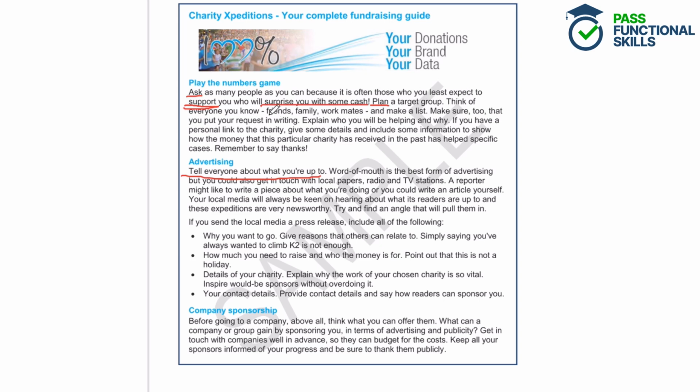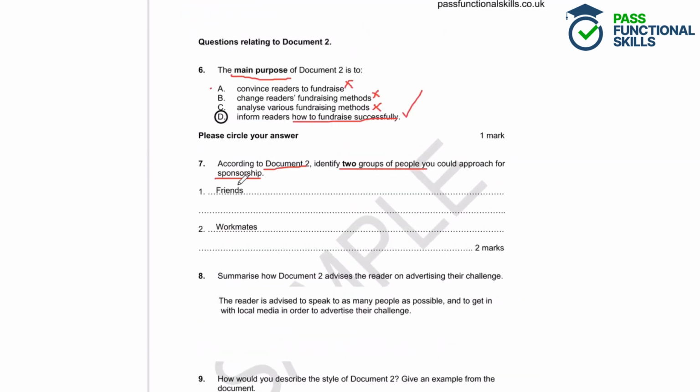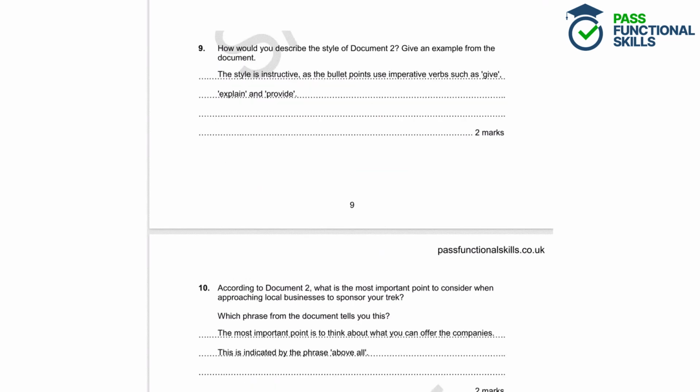And the target groups are friends, family, and workmates. So you could choose 2 of these 3 options, and the students identified friends and workmates as the target groups, the 2 groups of people that you could approach for sponsorship.